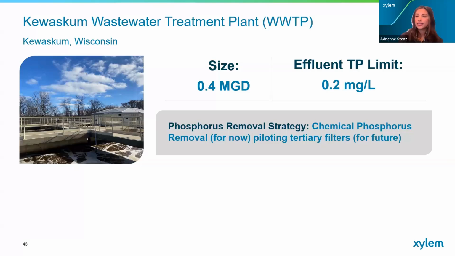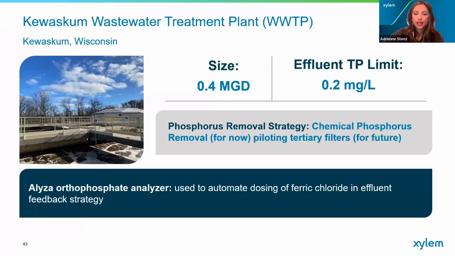For now, Kewaskum meets their current limits with chemical phosphorus removal. However, they have more stringent phosphorus limits to come that are near non-detect levels. So they have plant upgrades planned for 2028. They've been piloting tertiary filtration systems as well as different chemicals for phosphorus removal, such as rare earth minerals. The ELIZA analyzer currently automates chemical dosing at the plant, but it's also been used to help in the pilots of tertiary filtration.